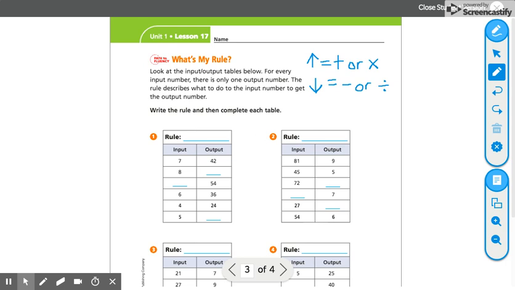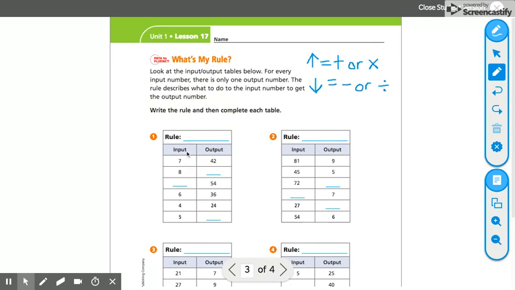This is Mrs. Naslund, and today our lesson will have us practicing our multiplication and division with some games, but then also having us do some input-output tables. So here's what the direction says. It says, look at the input-output tables below. For every input number, there is only one output number. The rule describes what to do to the input number to get the output number. It says, write the rule and then complete the table.